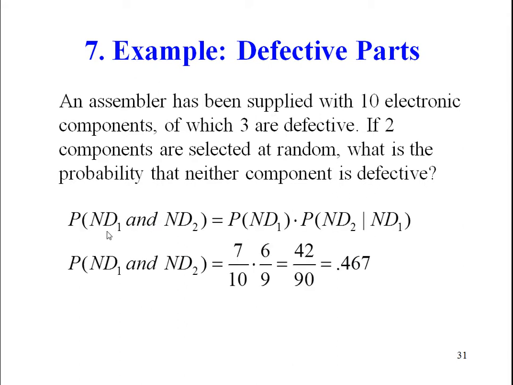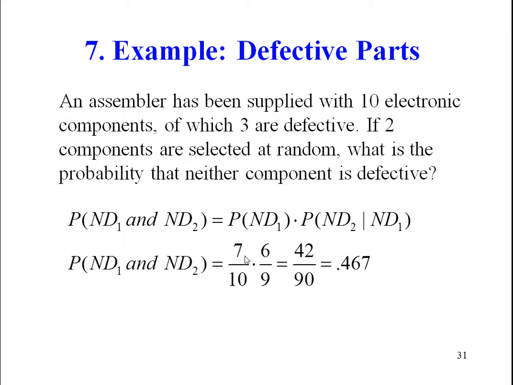Well, that would be the probability of not defective on the first and not defective on the second, which by the multiplication rule is the probability of not defective on the first times the probability of not defective on the second, given that it wasn't defective on the first. So what's the probability of not defective on the first? Well, there's 10 components, 3 are defective, so 7 are not. So 7 out of 10 chance that it was not defective on the first one.